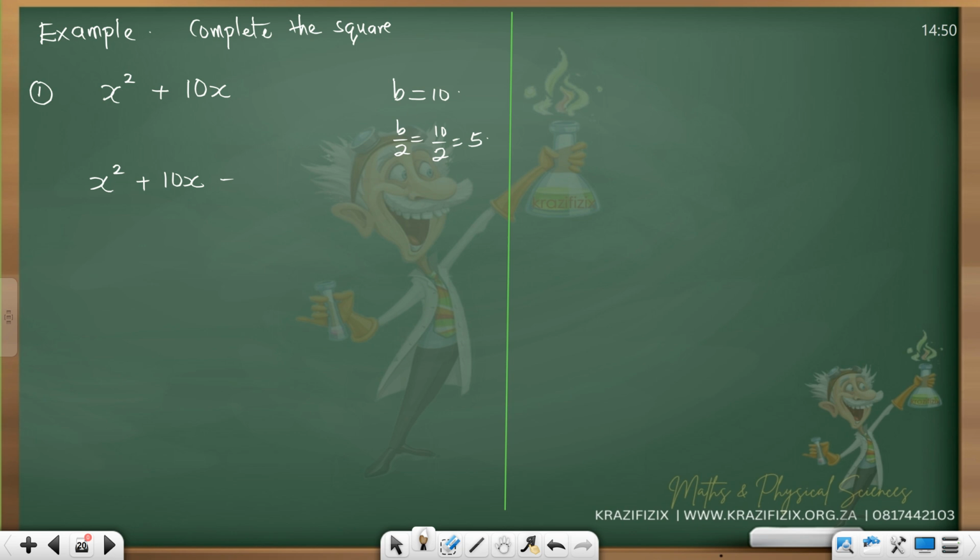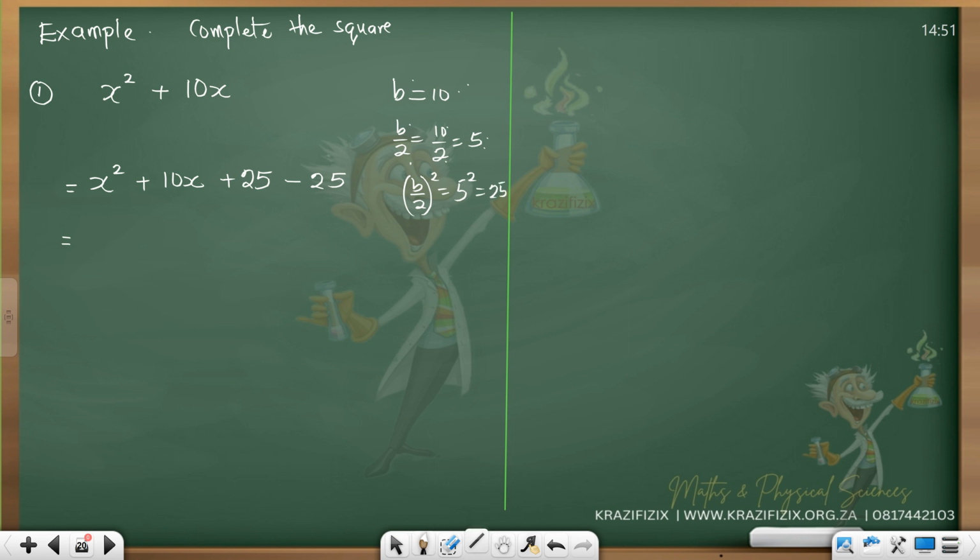So that 5 becomes what? 10 over 2 is 5, right? We square it, what would that be? 25. Then you subtract it again, 25. So I have added and I have subtracted. I have not done anything to my equation. Please, that 25 is very important. How did I get the 25? B is 10. B over 2 is 10 over 2, which is 5. Then square it. 5 squared.